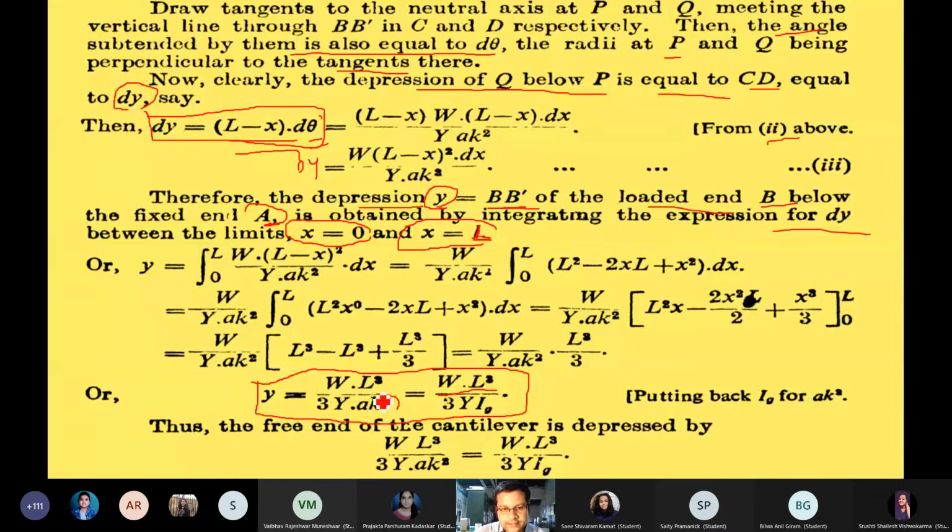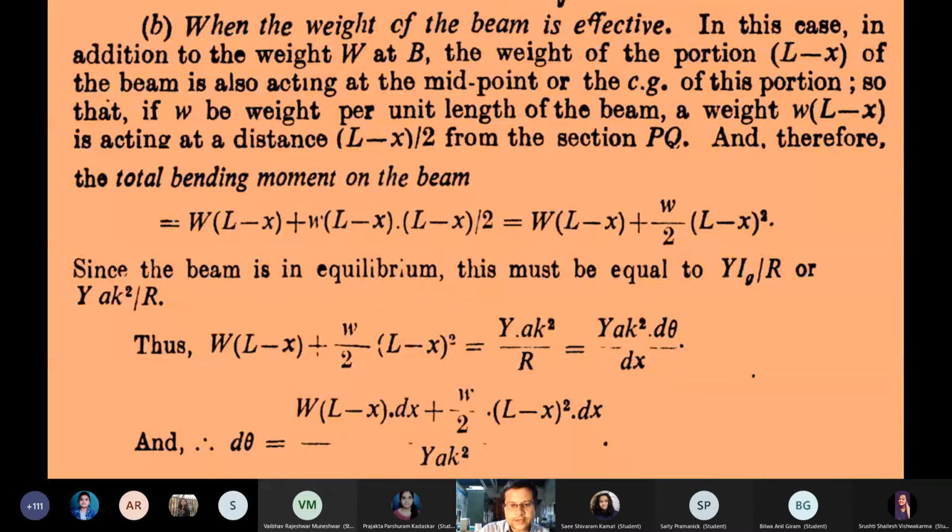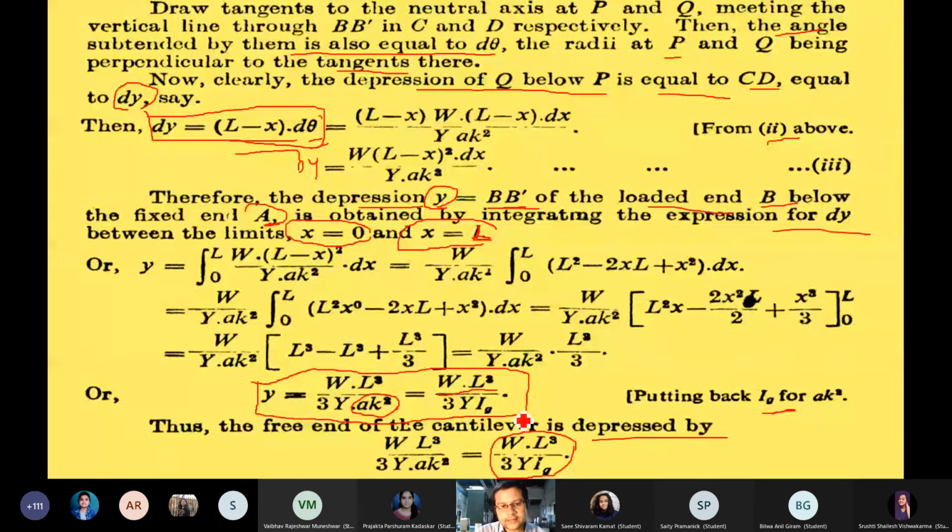Here the Ak square is substituted with Ig by considering the geometrical cross section. So the free end of the cantilever is depressed by this amount, WL cube divided by 3 Y times Ig. So this is how you understand the depression.